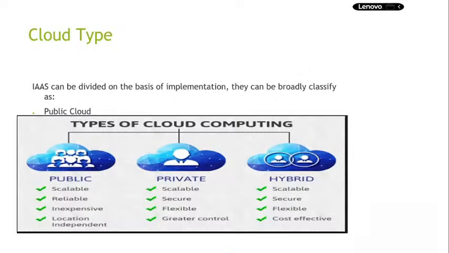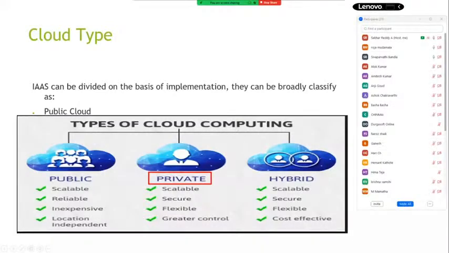For example, I have created one virtual machine. If I share the username and password with you, you can sit anywhere in the world, communicate with my machine and perform the activities. That is about public cloud. Private, in the sense of the organization, means the resources can be accessed only within the corporate network.